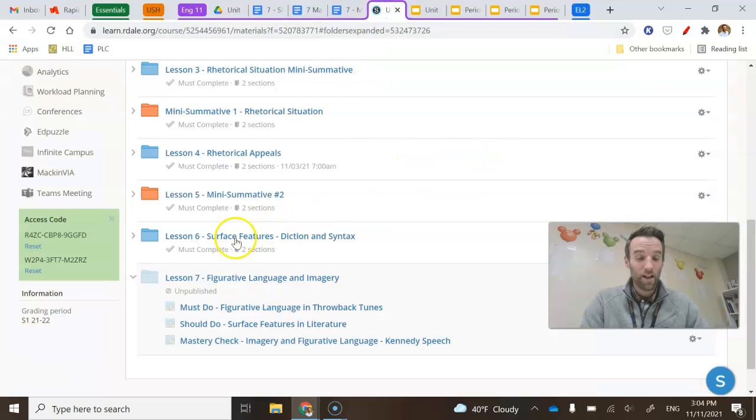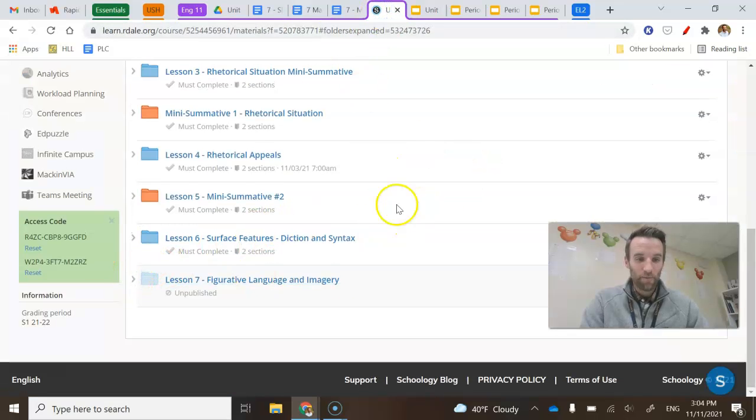We're coming towards the end of this unit. This is the last lesson with new information and notes and things for you to figure out and learn. And we're moving toward the summative next week.